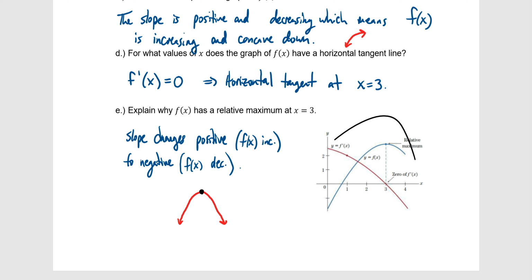And then over here, if you want to take a look at the graph of f of x compared to the graph of f prime of x, they're graphed on the same exact xy plane. Take a look at them and kind of verify everything that we just said. Okay, so that is it for this section.